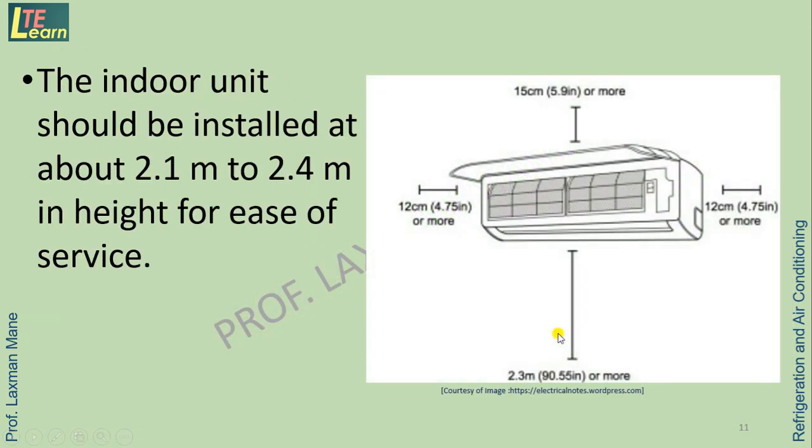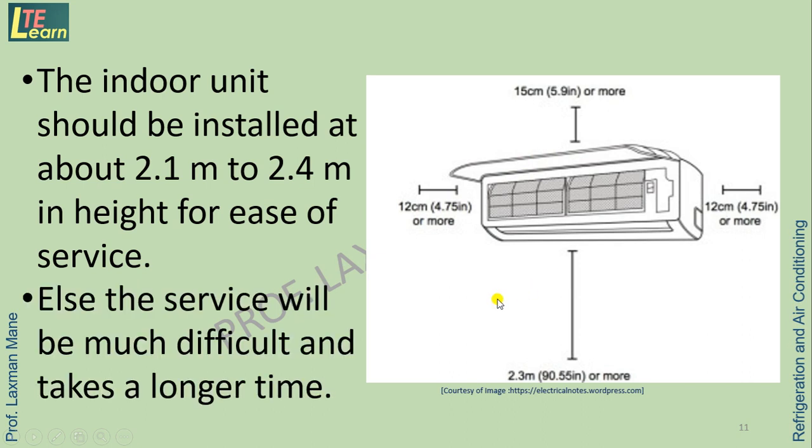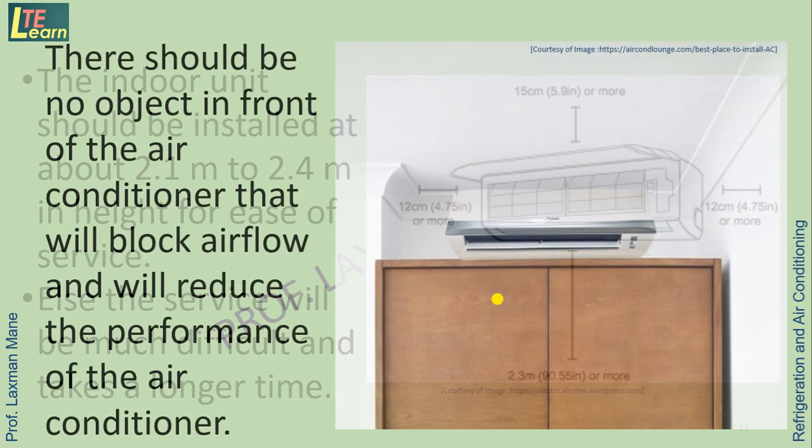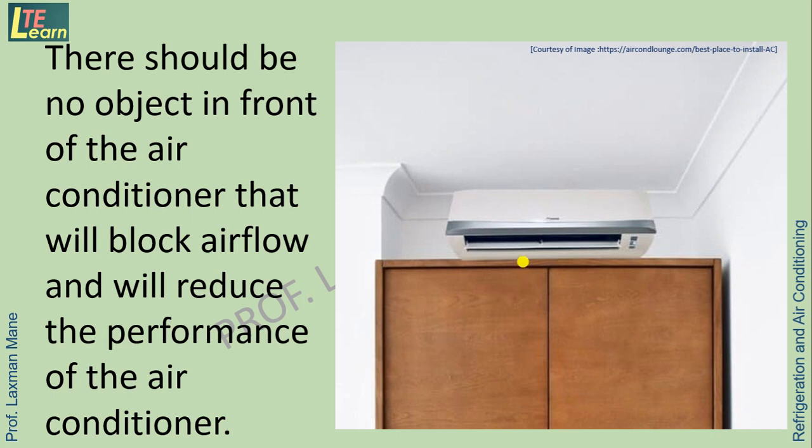The indoor unit should be installed at about 2.1 meter to 2.4 meter in height for ease of service. Else the service will be much difficult and takes a longer time. There should be no object in front of the air conditioner that will block airflow and reduce the performance of the air conditioner.